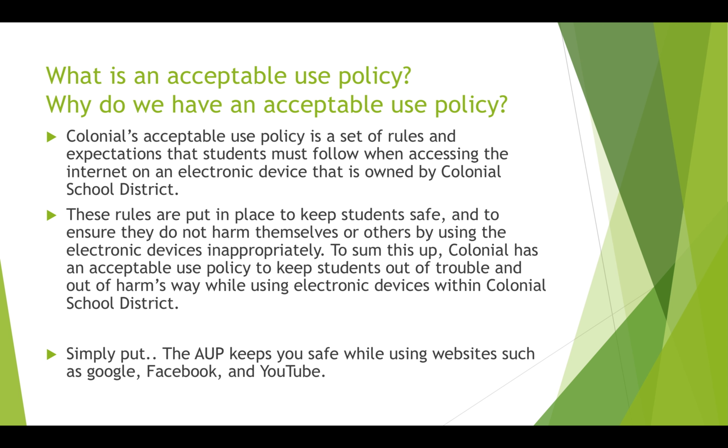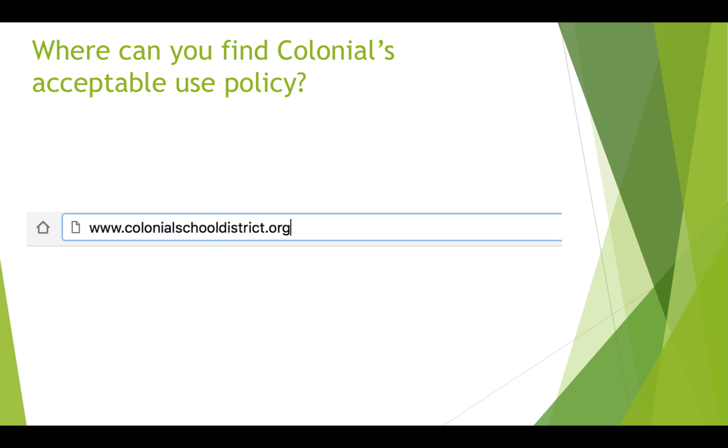So essentially, Colonial's acceptable use policy helps keep yourself and others out of harm's way when you are using those electronic devices. It's a set of rules that are put into place to keep you safe and to keep others safe. So simply put, the acceptable use policy keeps you safe while accessing those websites that I had mentioned before, Google, Facebook, and YouTube. It's a set of rules that pretty much tells you exactly what you can and can't do when accessing the internet. So where can you find the acceptable use policy?